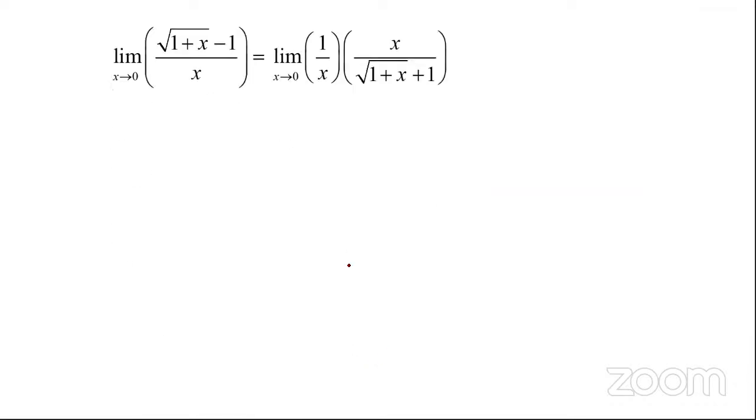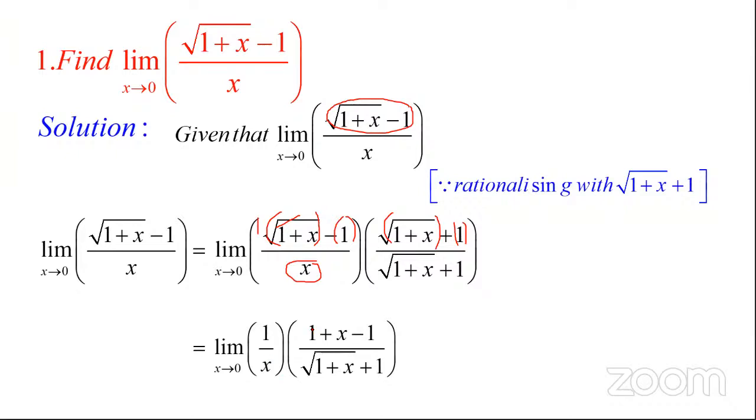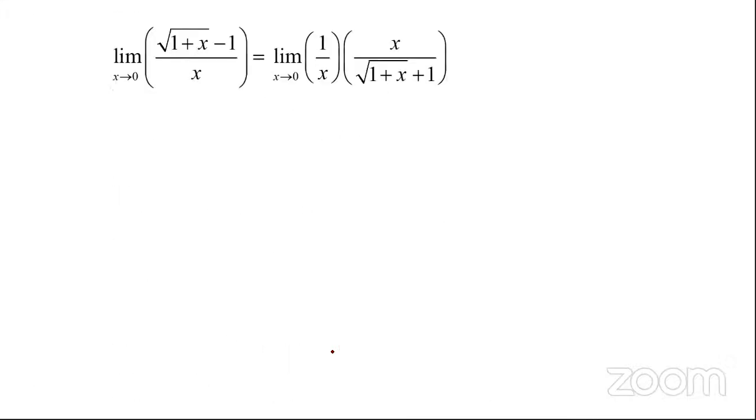So the limit as x tends to 0 of (√(1 + x) − 1)/x. From this one, in the previous step, observe that the plus 1 and minus 1 get cancelled, so you will get only x. This x will also cancel, so then you will get 1/(√(1 + x) + 1). So the limit as x tends to 0 is (1/x)·(x/(√(1 + x) + 1)).